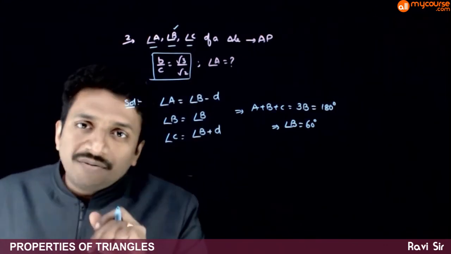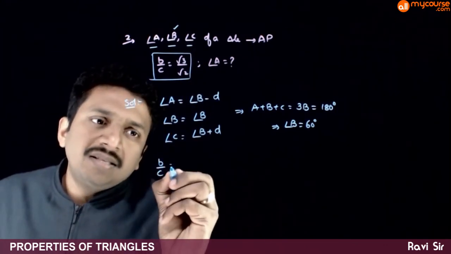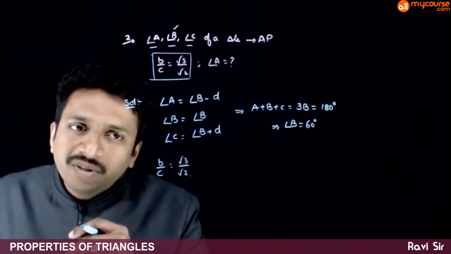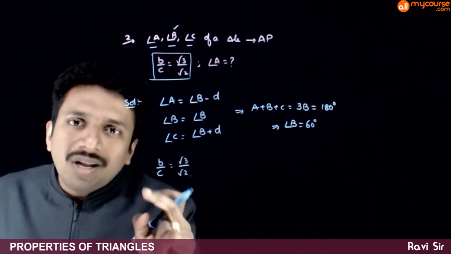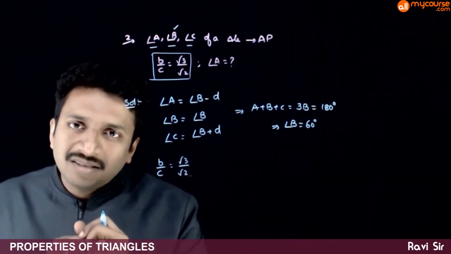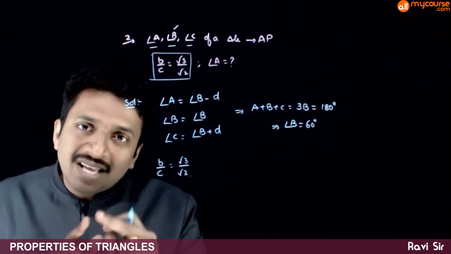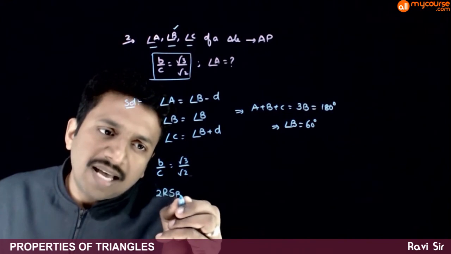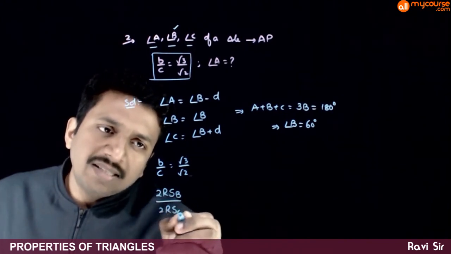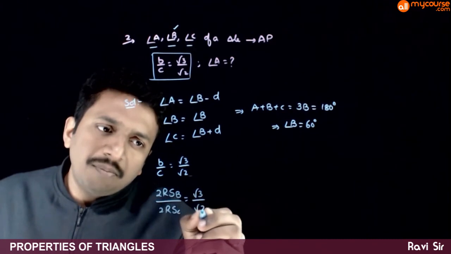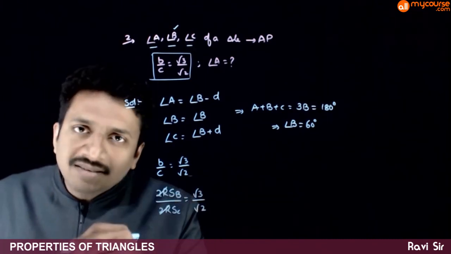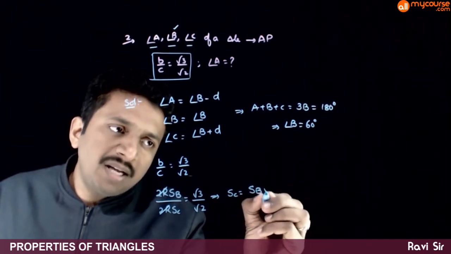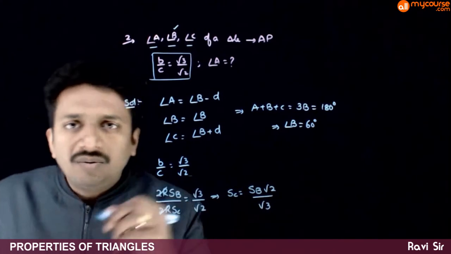Next, let us go for the next information. b by c is equal to root 3 by root 2. The ratio of sides is root 3 by root 2. So can I convert the ratio of sides into ratio of the sines of their angles? Yes. We know that the sides are in the same ratio as sines of the angles. So b can be written as 2R sine B by 2R sine C is equal to root 3 by root 2. This 2R and 2R is getting cancelled. This implies sine C is equal to sine B times root 2 by root 3.